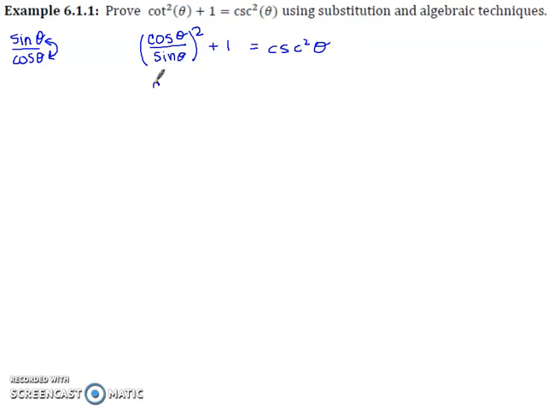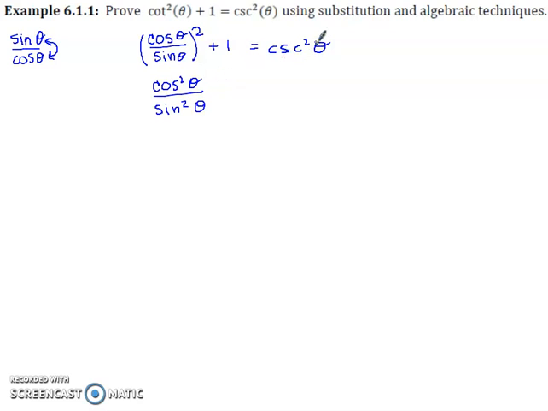So this is cosine squared of theta over my sine squared of theta. So using properties of exponents, if I'm squaring this entire fraction, I can apply that exponent to both the numerator and the denominator. So instead of cosine over sine all squared, I just squared the cosine and the sine individually.